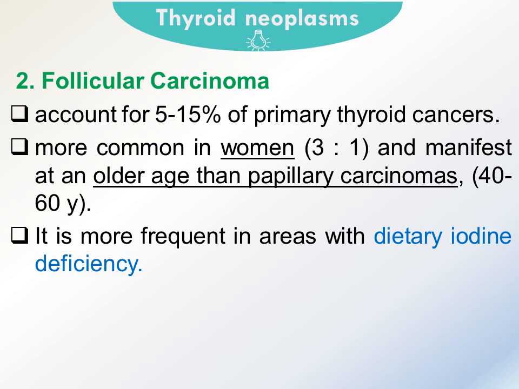The next major subtype of thyroid carcinoma is termed follicular carcinoma. Follicular carcinomas account for 5 to 15% of primary thyroid cancers. They are more common in women, occurring in a ratio of 3 to 1, and manifest at an older age than papillary carcinomas, with a peak incidence between 40 to 60 years of age. In addition, it is more frequent in areas with dietary iodine deficiency.